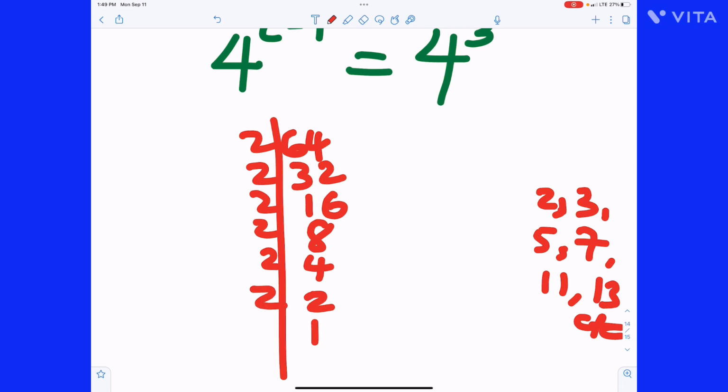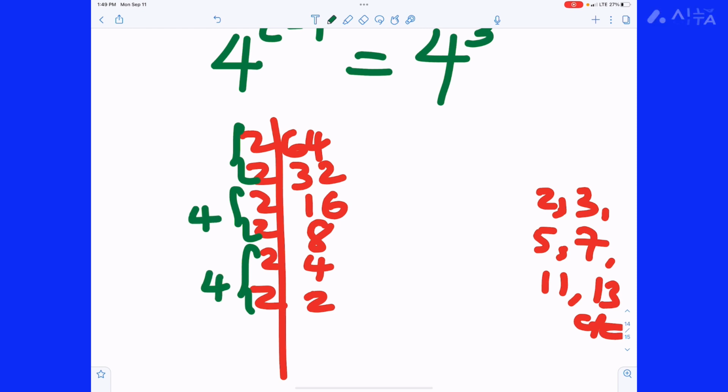So this is 4. This is 4. This is 4. So that means what? 64 is 4 times 4 times 4. I think you can see that this is 4, this is another 4, this is another 4. So 64 is 4 times 4 times 4, or 4 to power 3. Exactly.